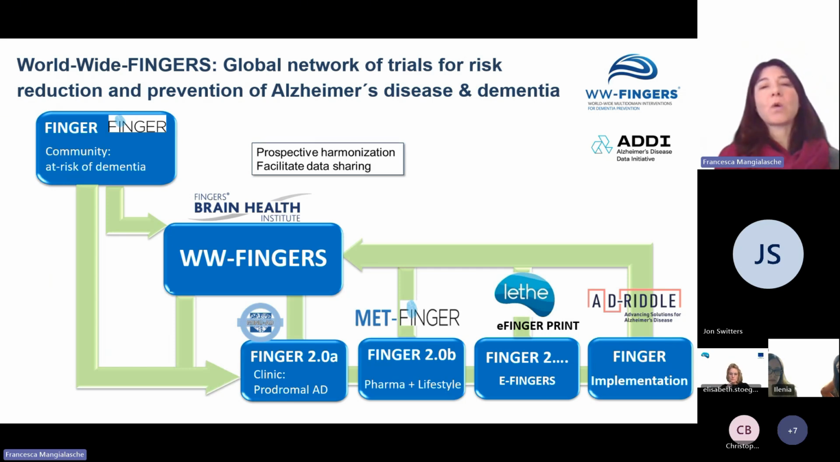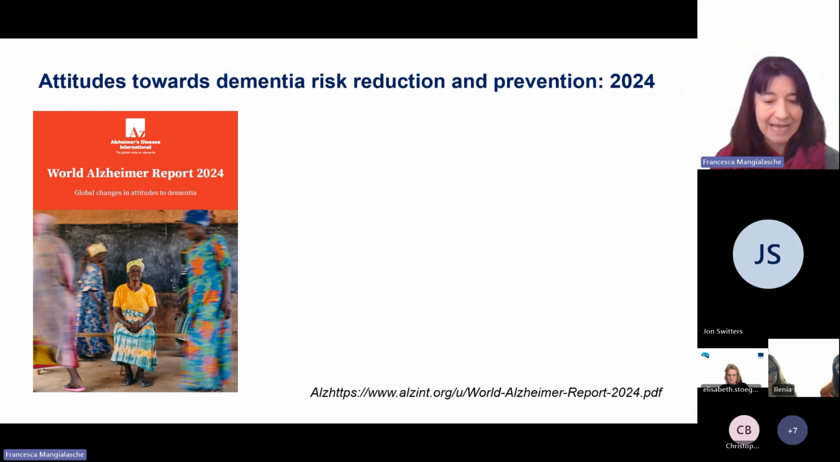And within the network, we have what we call the FINGER 2.0 trial, meaning that it's not just adapting and testing feasibility and efficacy of the existing model, but evolving the model by, for instance, offering and adapting to people with already symptomatic cognitive problems, by adding medication, by adding digital solutions such as Lethe, and by testing implementation projects. And I think this is my final slide.